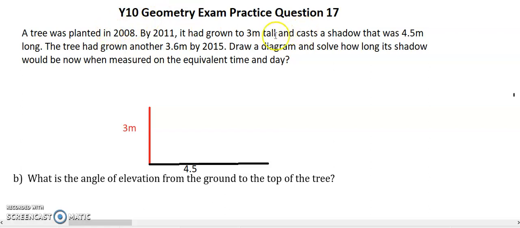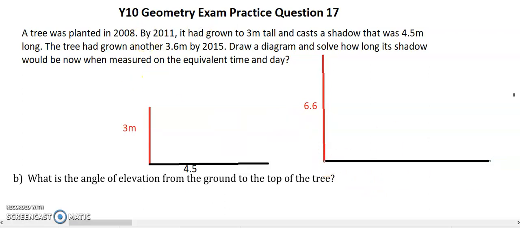So next one it says is the tree had grown another 3.6 meters. So that means it had grown 6.6 meters altogether. So if I do another triangle, and this was 6.6. And then it says, draw a diagram and solve how long its shadow would be now. So we are trying to find out this shadow.